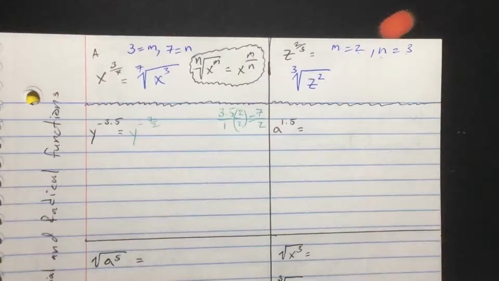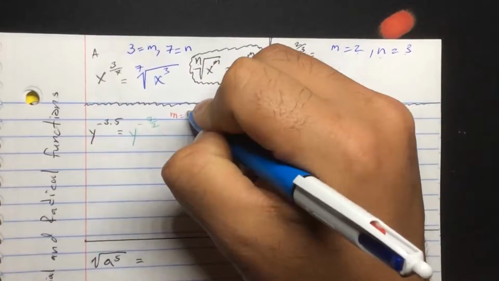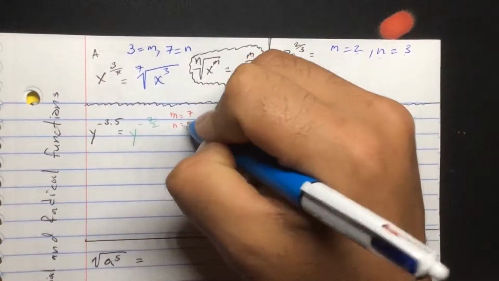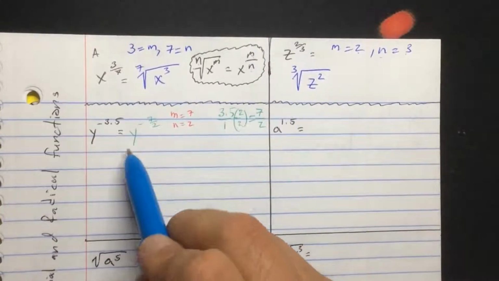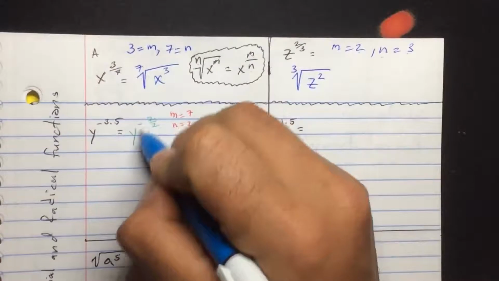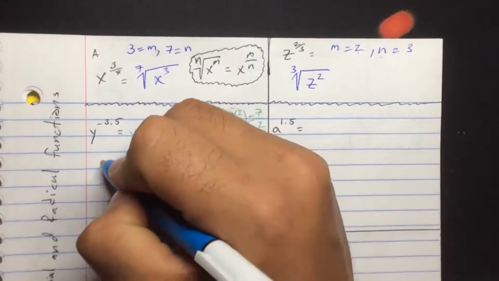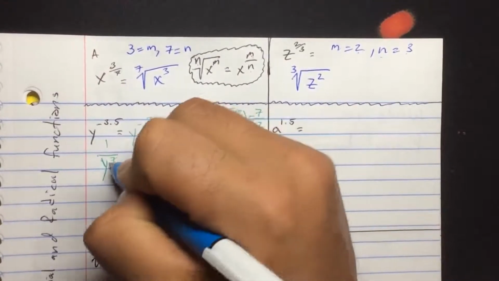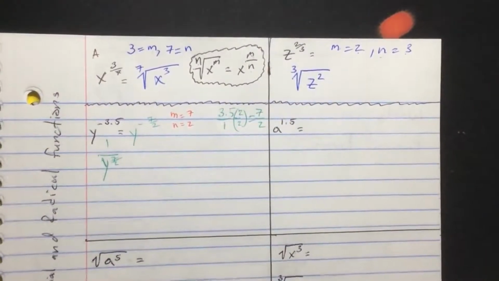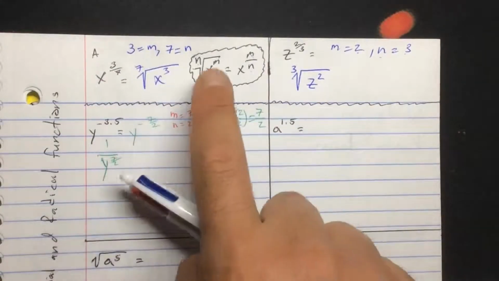So that being said, now we have our m equal to 7 and our n equal to 2. But before we go ahead and do that, we're going to rewrite this, because we have a negative exponential value. Remember, when we have a negative exponential value, we can change it to 1 over y to the 7 over 2 power to make it a positive exponential function, because we're not actually allowed to have negative exponentials. So now we can change it to this form here.